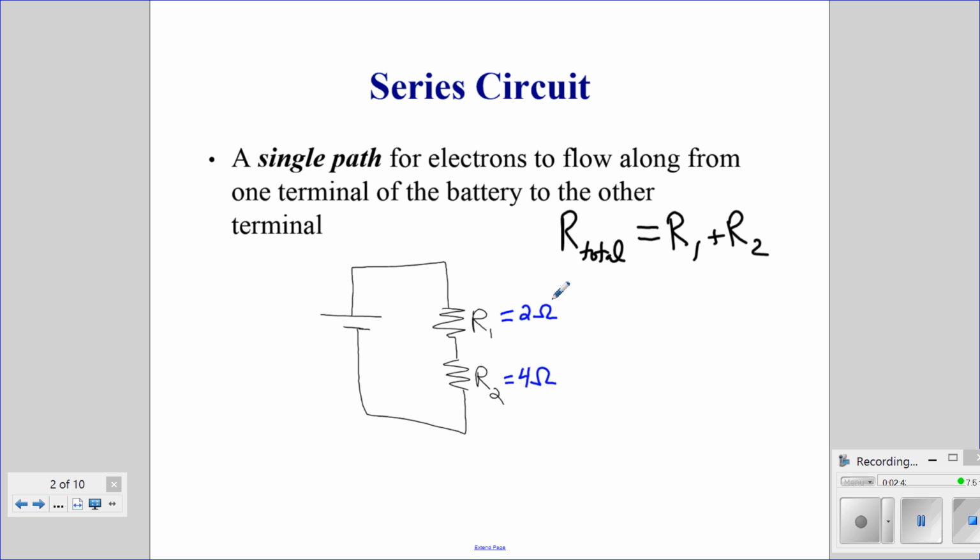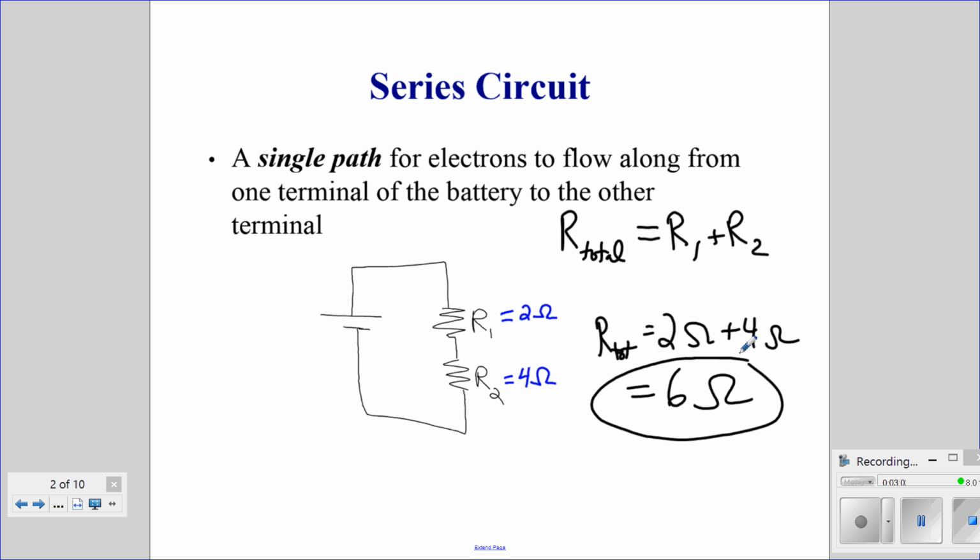So in this case, where resistor 1 is a 2 ohm resistor and resistor 2 is a 4 ohm resistor, the total would be 2 ohms plus 4 ohms, or 6 ohms. It's just a simple sum of the individual resistances.